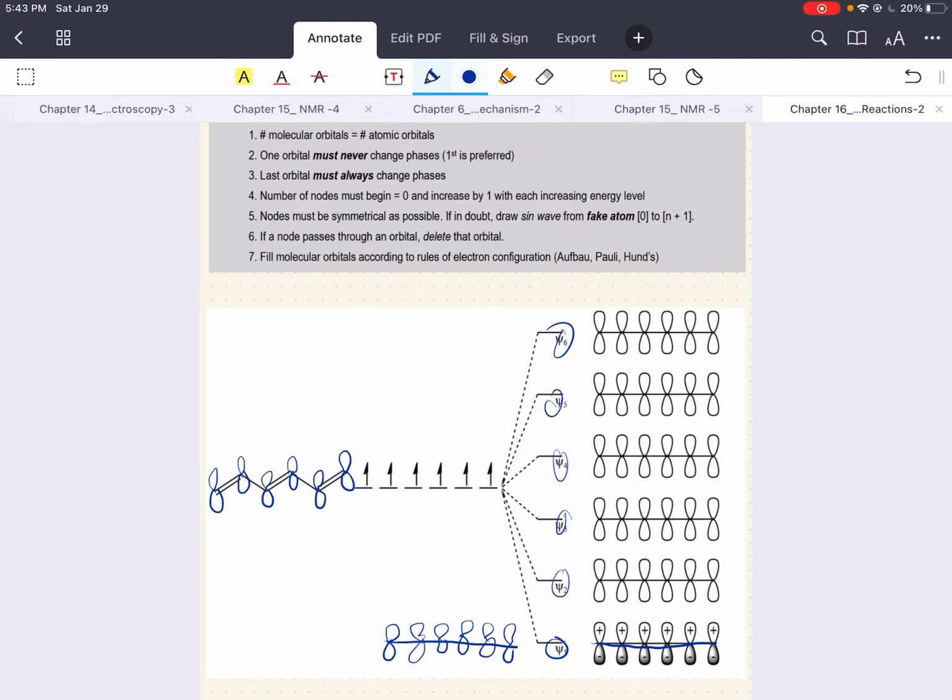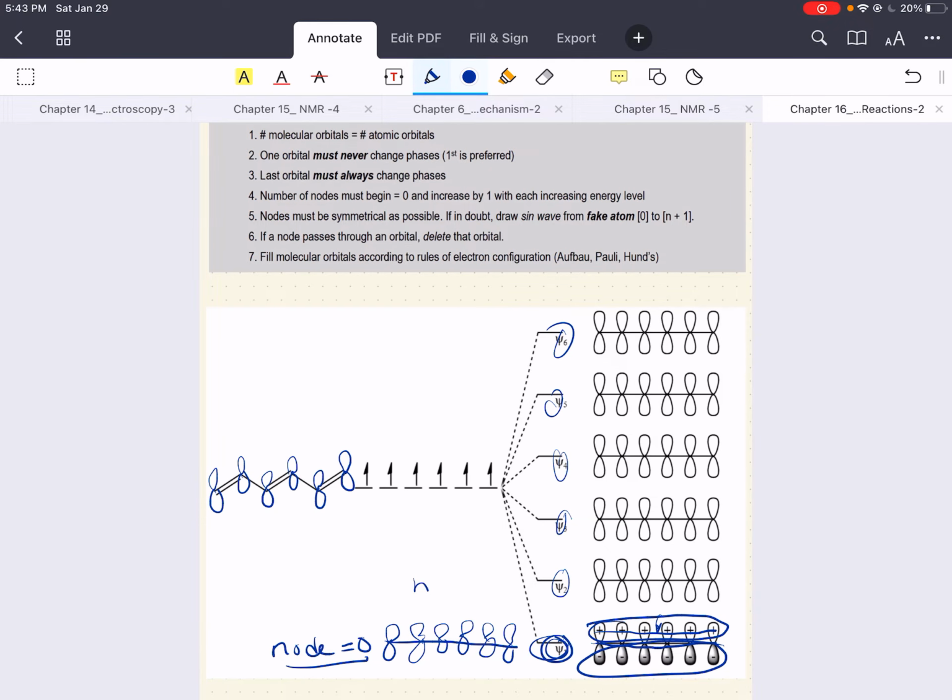And then starting from the bottom at 1, this one will have 0 nodes, all right? Look how all the positive phases are on the top, all the same phases. I know that positive and negative is here to help demonstrate that they're in different phases, but everything is in the same phase here. There's no place of discontinuity where something is changing phases. And that is what you want at your first MO, 0 nodes.